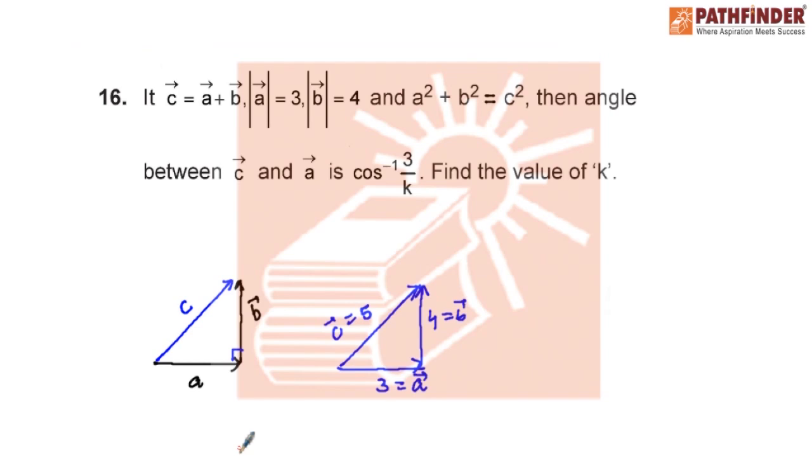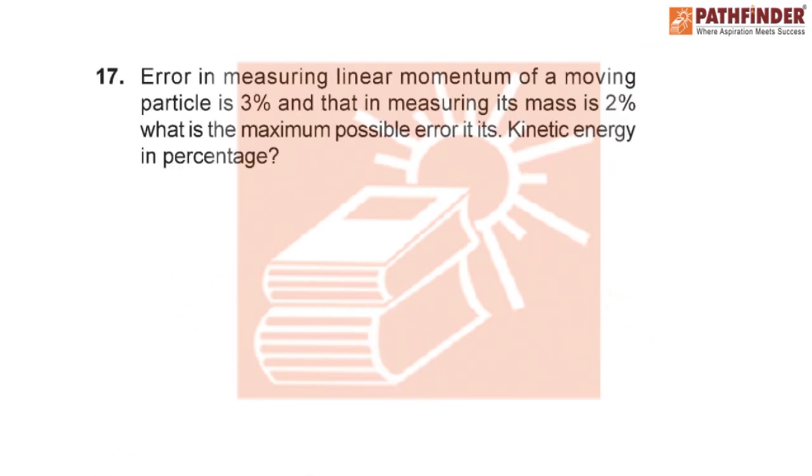Now the angle between them is this. So if I write cos theta, we write 3 by 5 where k equals 5. So for this question, integer type, 5 is the correct answer. Let us move with the next question.